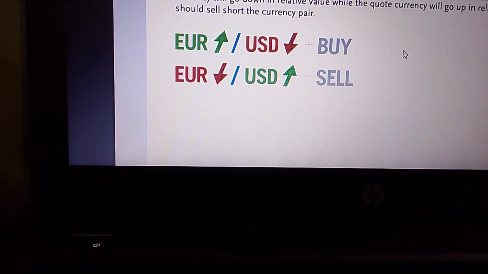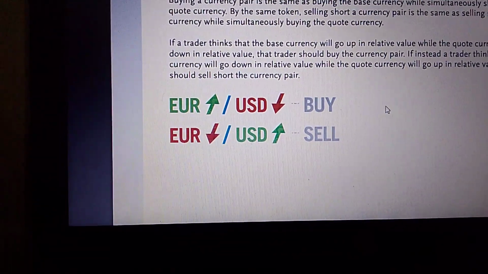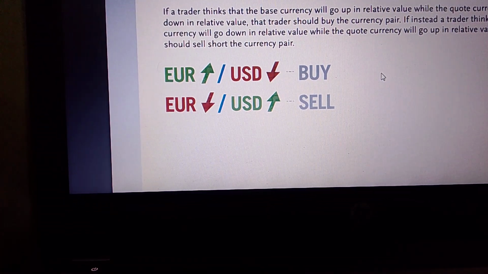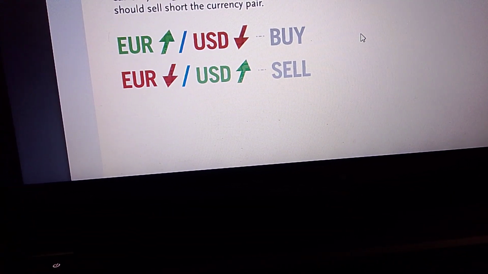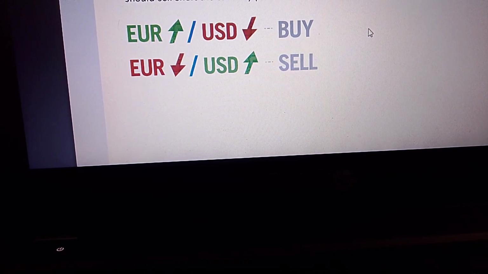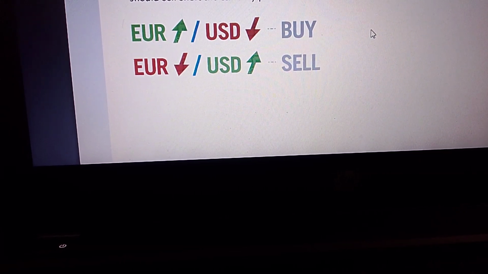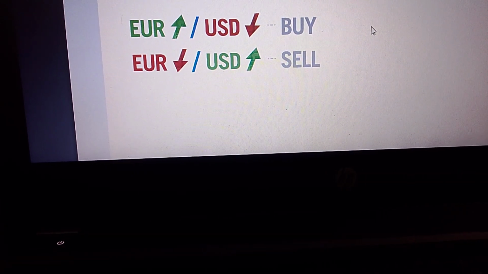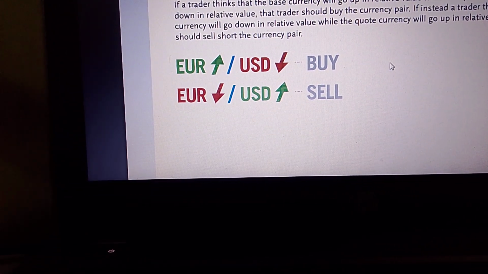Okay, I don't know if we all understood that. If a trader thinks that the base currency will go up in relative value while the quote will go down in relative value. Seems like you have to think here simultaneously. So if I think the base will go down, then it means I also think the quote will go up. If I think the base will go up, then I think the quote will go in the opposite direction.